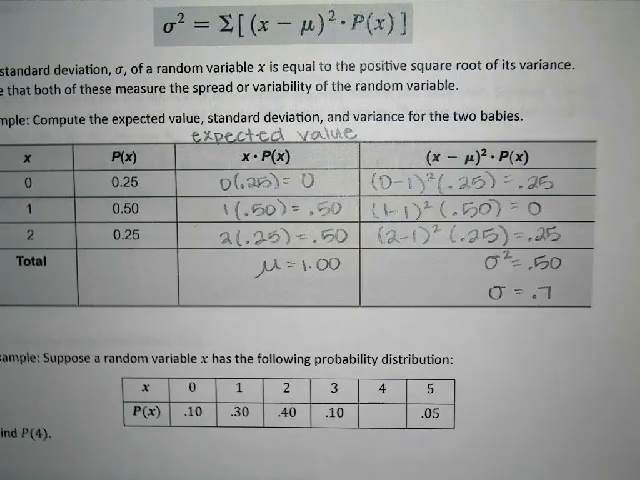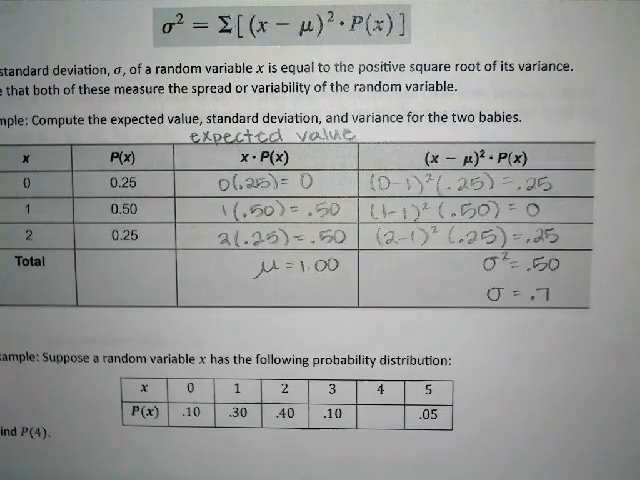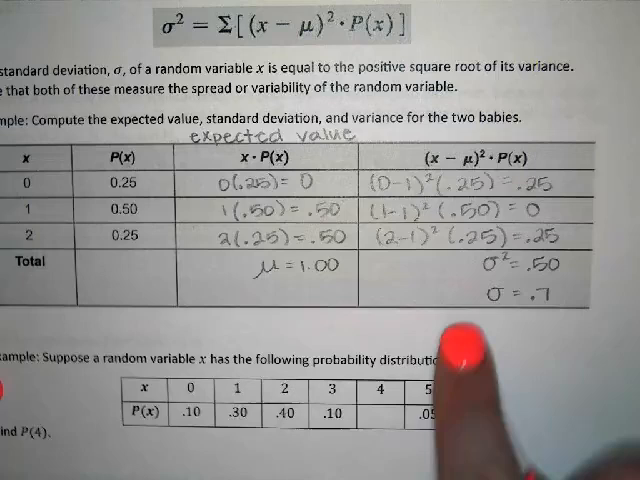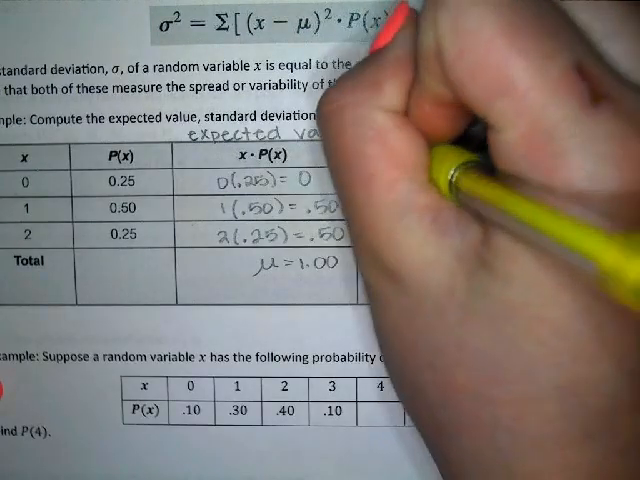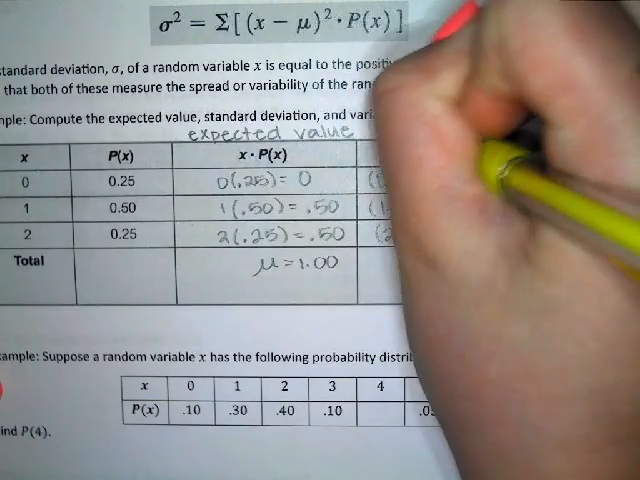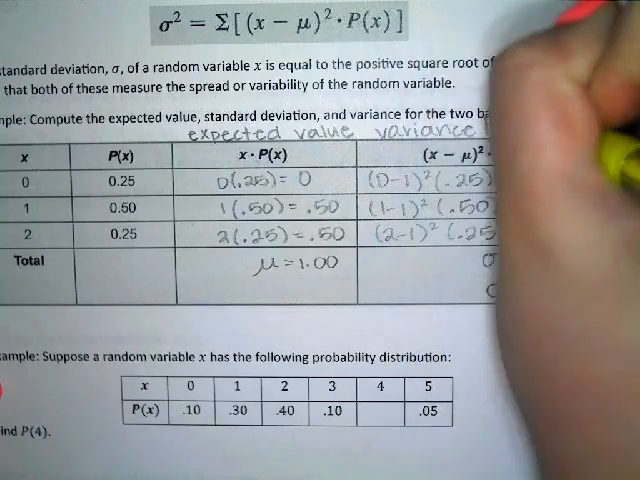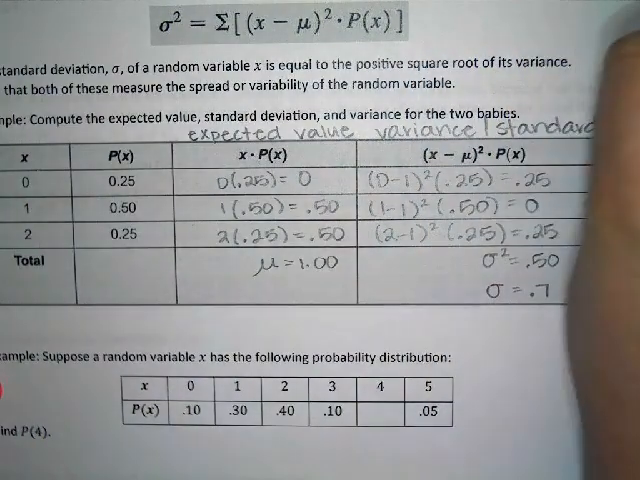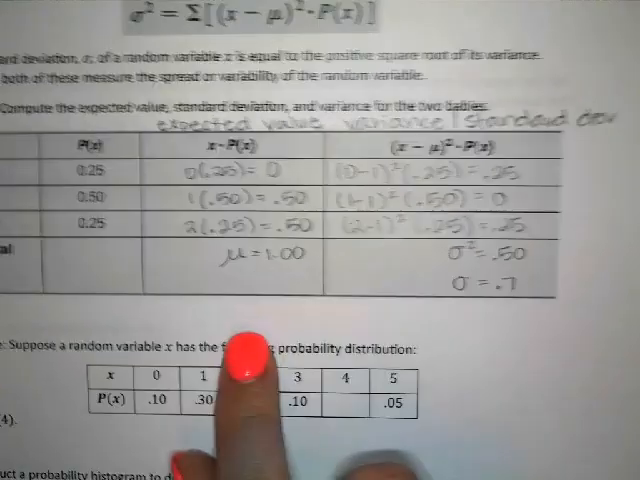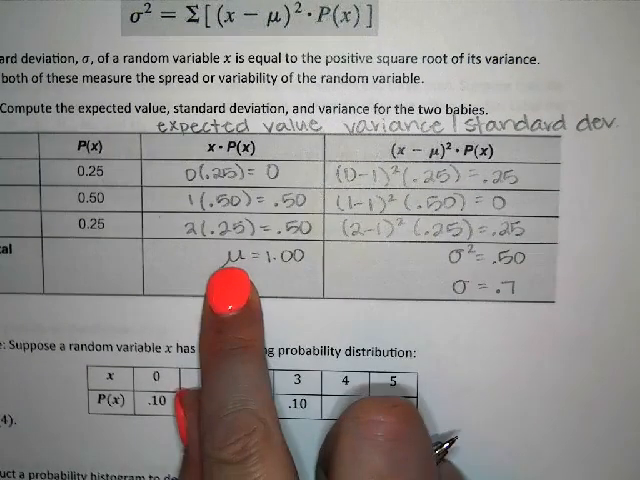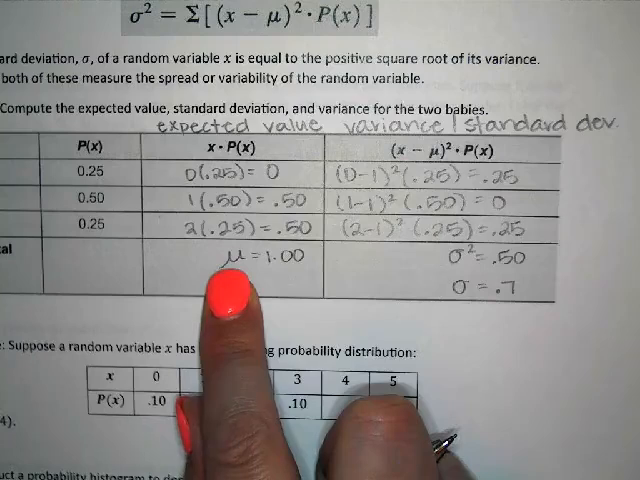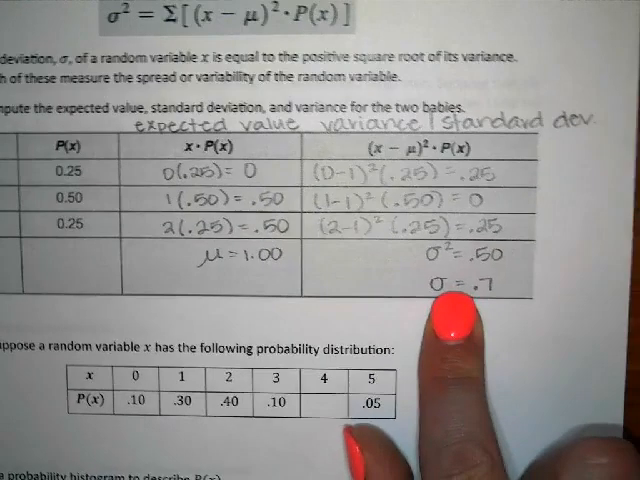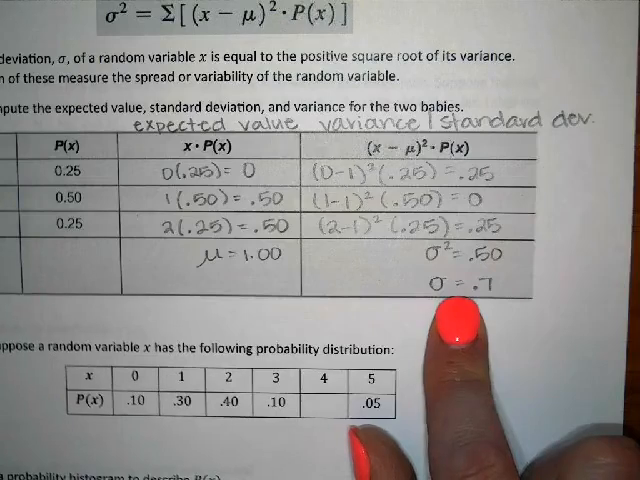So just a reminder so you can remember what these values mean or what their importance is. The expected value is a measure of center that tells you where your data is. And then over here, the variance, the standard deviation, tells you how spread out your data is. It tells you how much your data varies.